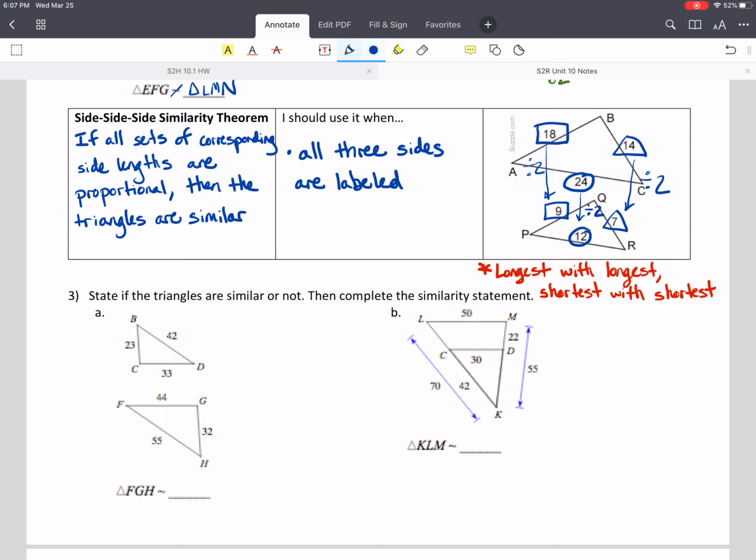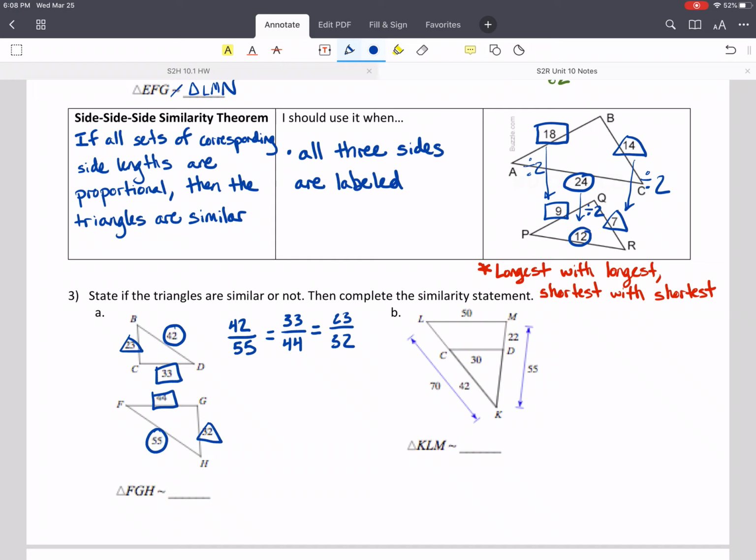Okay, we're just going to look, same thing here for part A. I see my longest side is 42, and that goes to 55. I can tell you right now, I don't know what that scale factor is. So I'm just going to go, is 42 over 55. My next longest side is 33. The next longest is 44. So that should be equal to 33 over 44, which would leave 23 over 32. And so we're just going to check each of those fractions in our calculator.